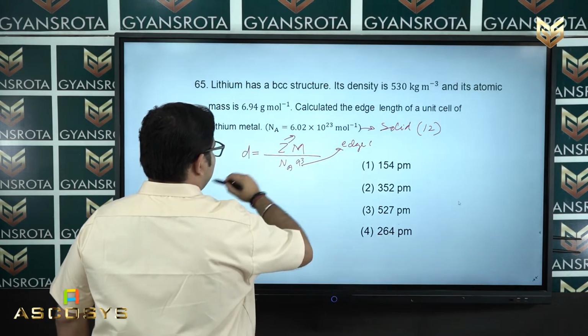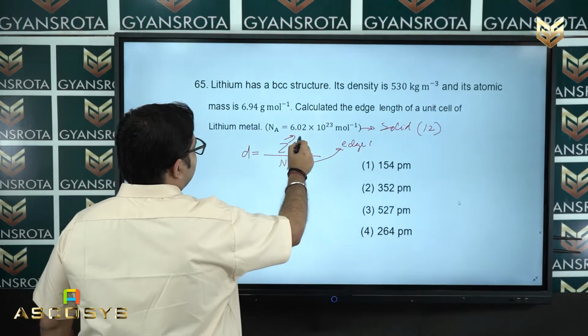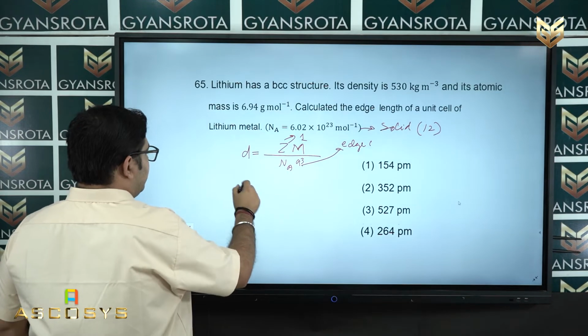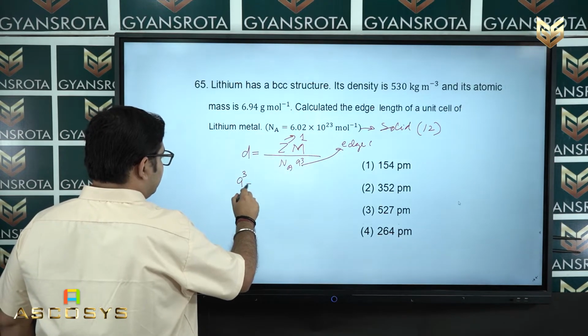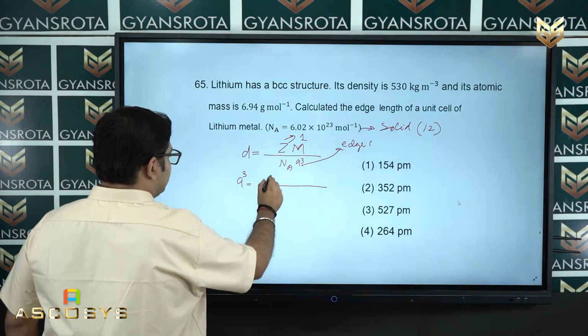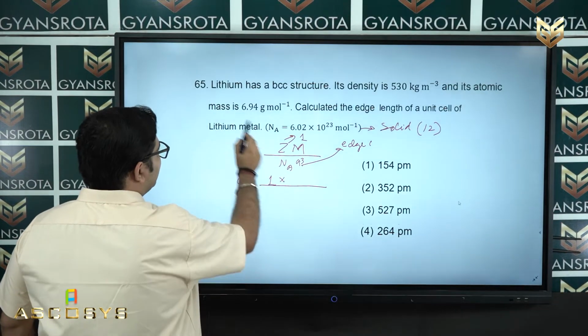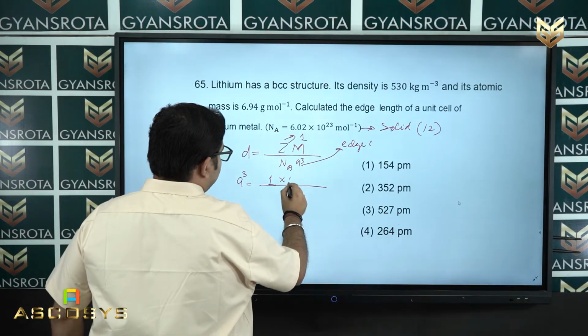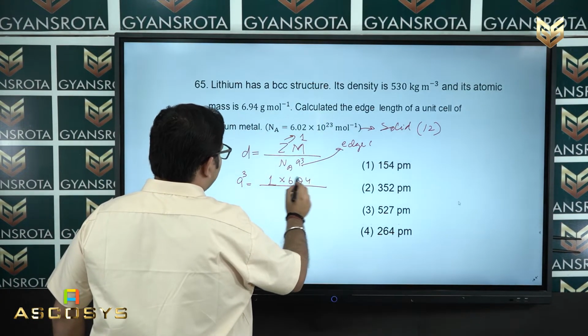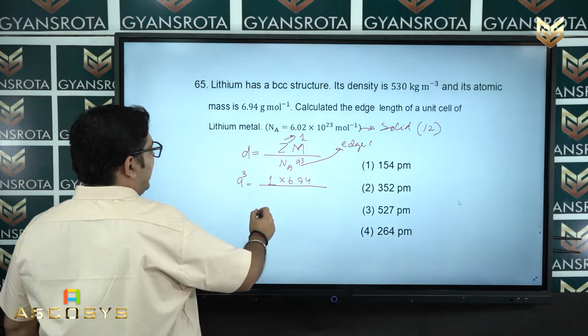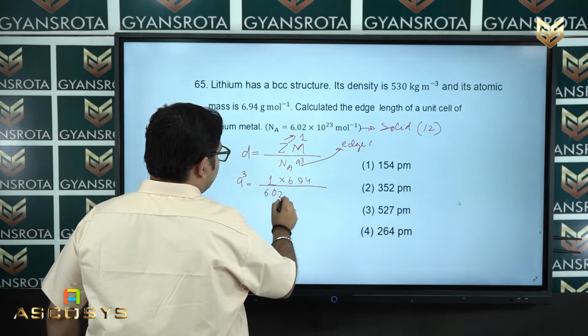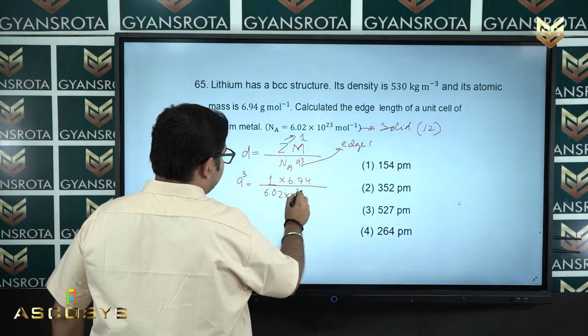And what is the Z? That is the total lattice count for BCC, which is 1. Now if you take a cube on this side, if you put the Z value, what is the value of Z? 1. What is the mass they have given you? 6.94 gram per mole. What is the Na? That is 6.02 into 10 to the power 23.